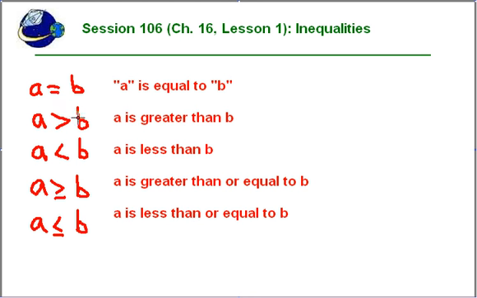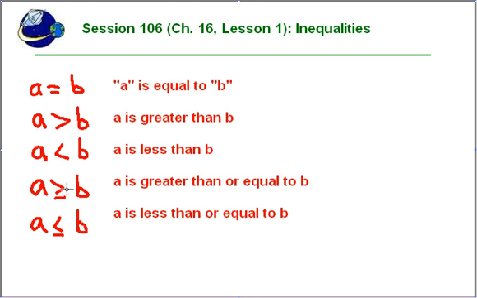But our next four statements here are all inequalities. They're describing things that are not equal to each other. In this first one, it's A is greater than B. This is our greater than symbol. The second inequality here is A is less than B.